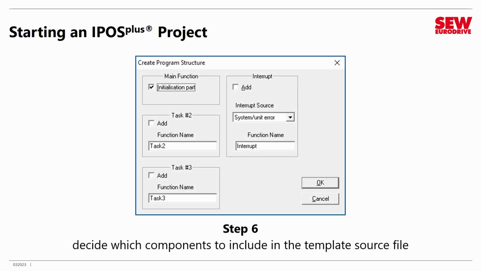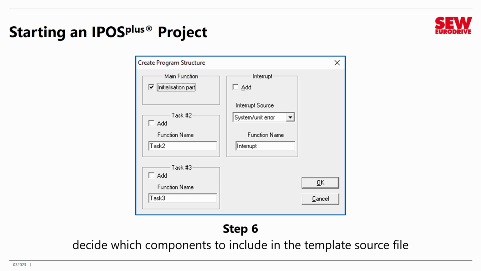And this will pop up. And what IPOS is offering to do is build you kind of a skeleton program. And it's asking you, what do you want in the skeleton? Well, you should definitely check that first one, the main function. But at this stage, leave all the others unchecked because we're not using tasks 2 and 3, nor are we putting any interrupt code in there. So we just want the basic skeleton with main. So we check just the first checkbox and we check OK.